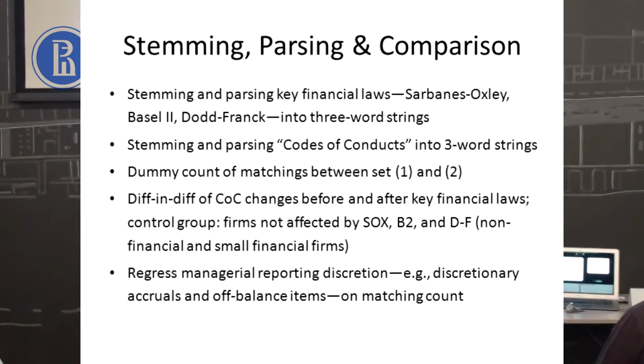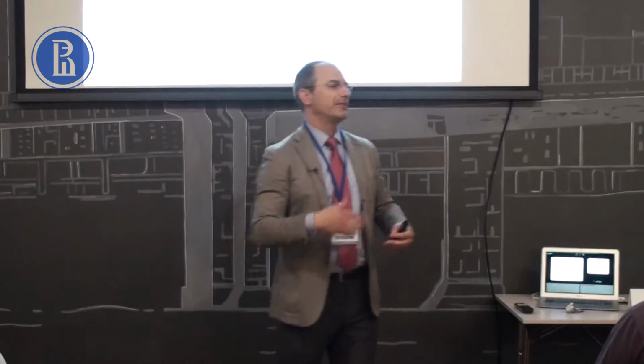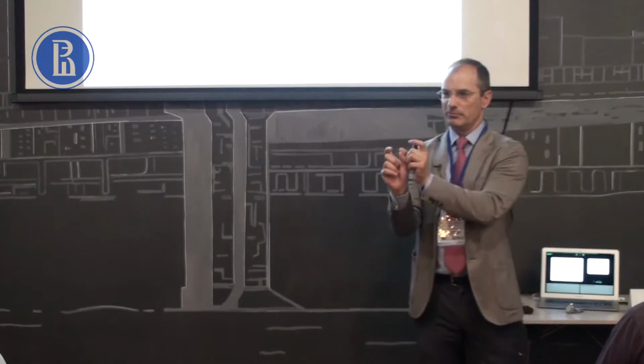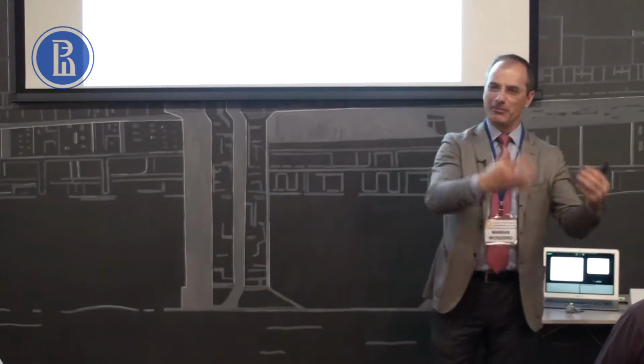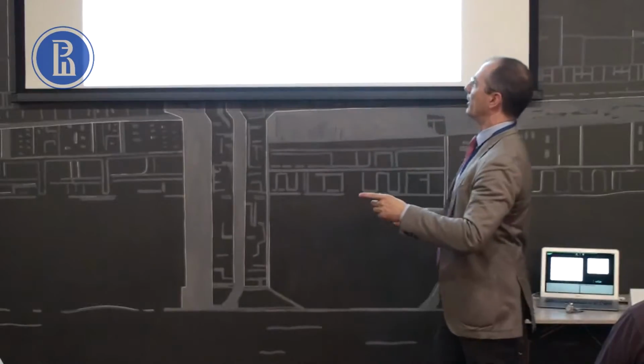So first we took these 3 laws and parsed them into 3-word strings. And the same with the codes of conduct. And then you run how many overlaps of 3 words do you find? Because an overlap of 1 word is pretty common. But if I say "Daniel is smart," probably this is not a random 3-word string. If I find an overlap, then it means that I actually mean that Daniel is smart.